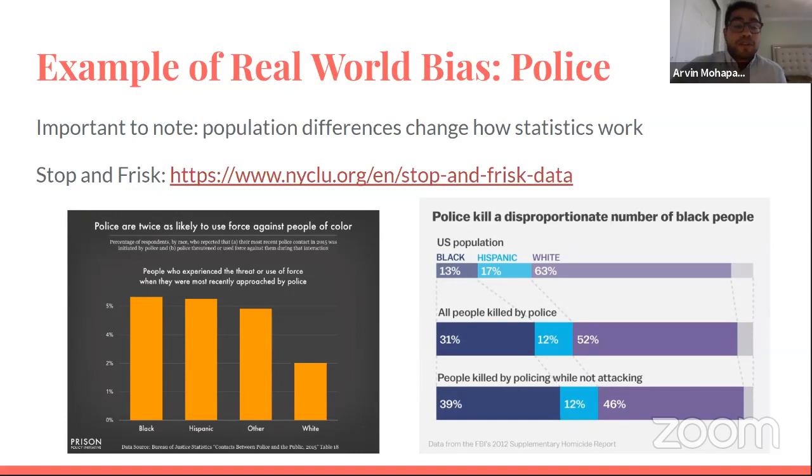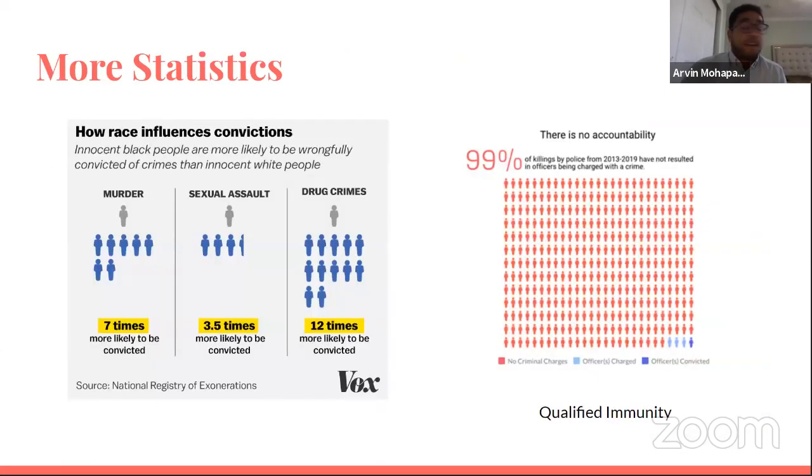And it goes to show an important note: population differences change how stats work. Even though in general, all across the country, more white people are stopped by cops, you have to view it in proportion to the population size. And the data shows that Black people are disproportionately stopped by police in comparison to the other races. This is just one very prevalent example of how racism is spread throughout our community. And go to the next slide.